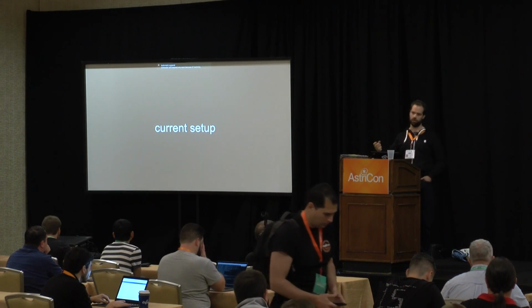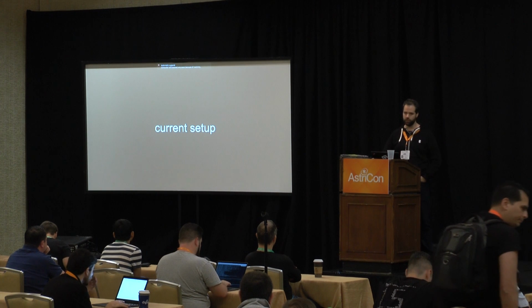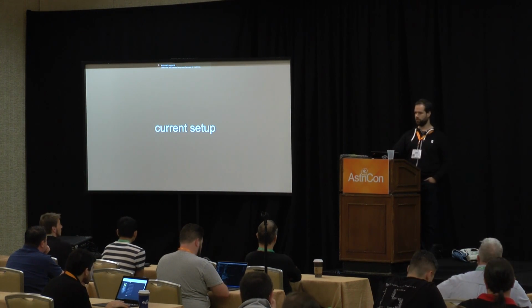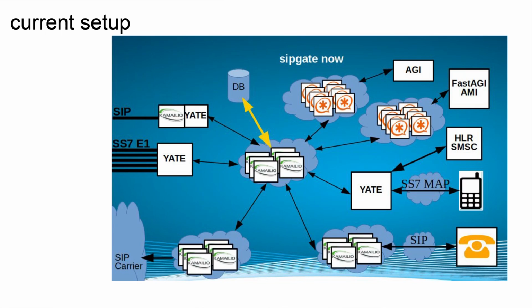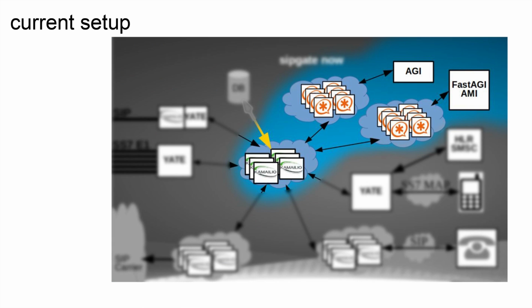For that, it's easier to understand if you know the current setup. I was at AstriCon 4 years ago, explaining how the setup of Zipgate looks. This was the overall picture back then, and it hasn't changed since. So we still have a couple of Kamailios and a couple of Asterisks. So far, there are about 120 instances of Asterisk running. But the picture is a little too big to show, so we are now just looking at this one.